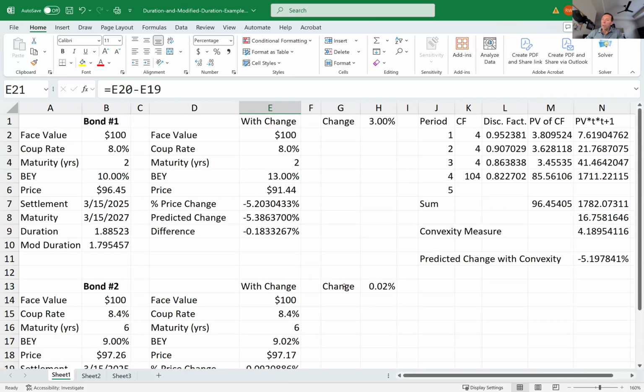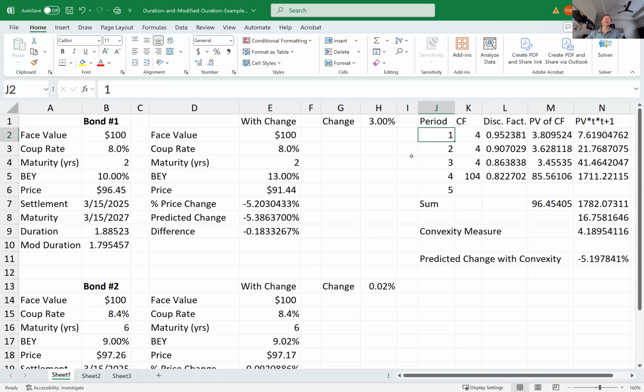Well, if we want to be more specific because we are concerned about large changes or we just want to be more exact, we add convexity to the mix. So we're going to calculate the convexity for bond number one. Unfortunately, there is no function in Excel for convexity, so we actually have to go out and calculate it. So that's what we're doing now. This is a fairly easy bond because it only has 2 years until maturity.